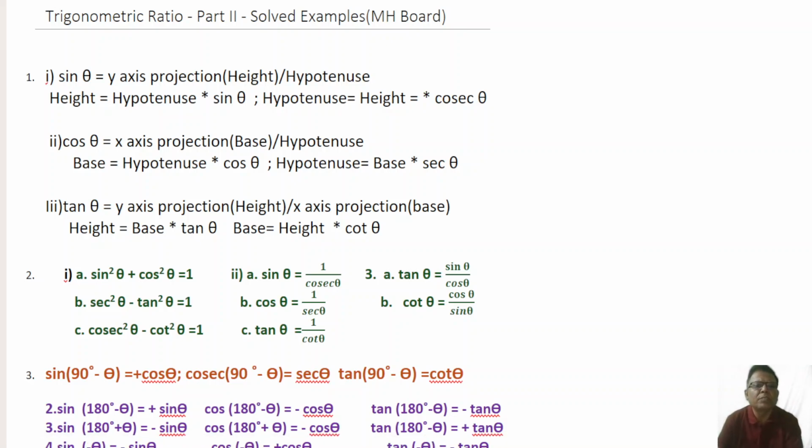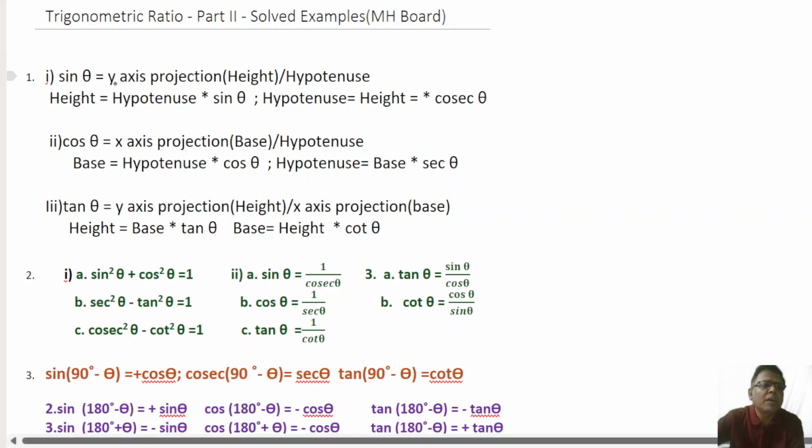This is part 2. The first part you might have already seen. As you know, we will be following the Maharashtra board textbook. So in this we'll summarize whatever formulas were derived in the last session and also see all the solved examples which are given in the textbook.